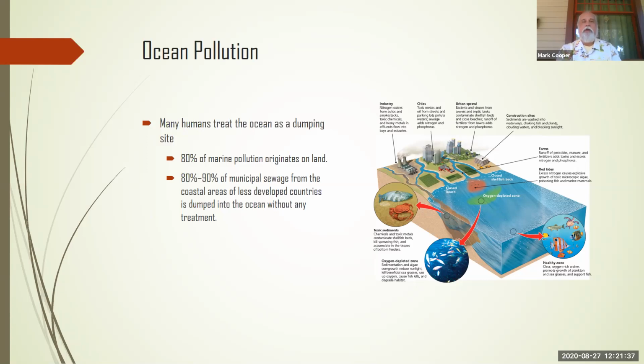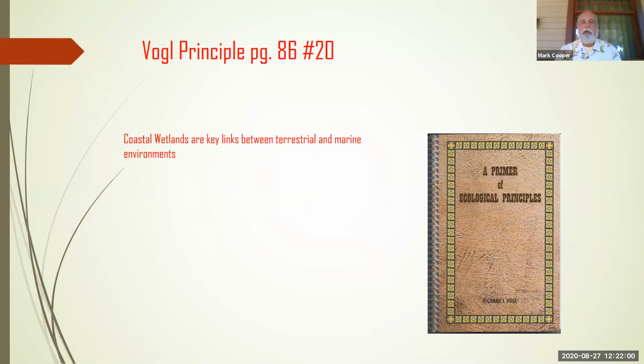Okay, many humans treat the ocean as a dumping site. 80% of marine pollution starts on land. And again, 80 to 90% of municipal, and municipal means city sewage, from coastal areas of less developed countries is dumped directly into the ocean. Here in California, most of it gets through our sewage treatment plants. Coastal wetlands are key links between terrestrial and marine environments. So I do want you to know that principle.